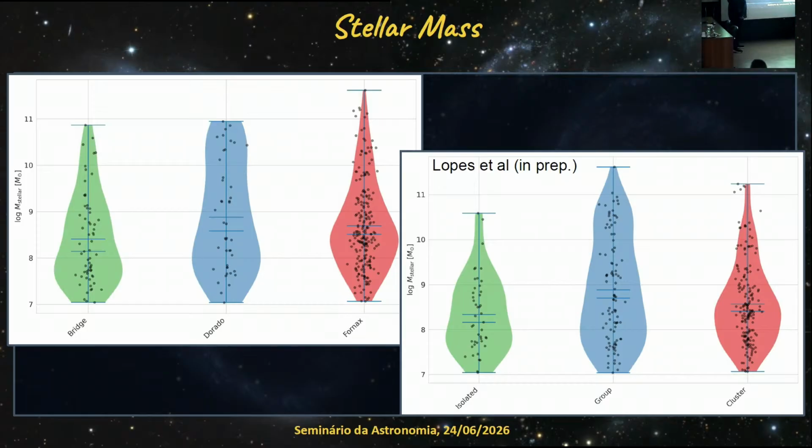Here is Dorado. And here, obviously, you have the cluster. The cluster has some of the highest mass we do have in the sample. However, once we separated the group galaxies from the bridge, from the isolated galaxies in the bridge, that's when things get more interesting, because you can see that the higher masses are located in the groups. The isolated galaxies are mostly low mass galaxies in the bridge.